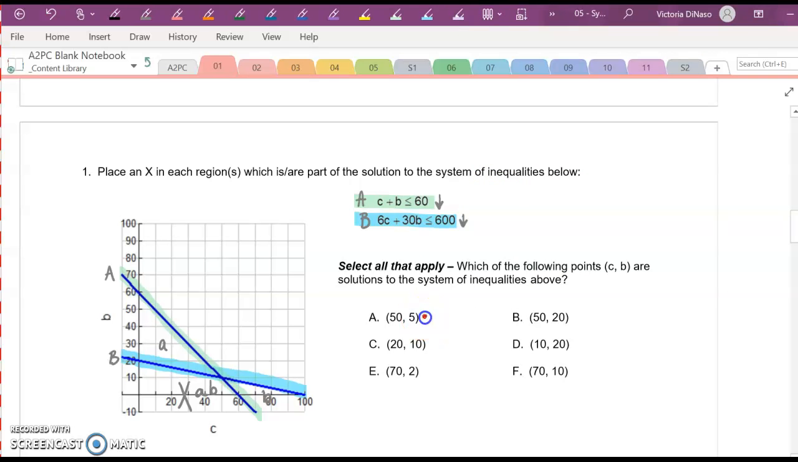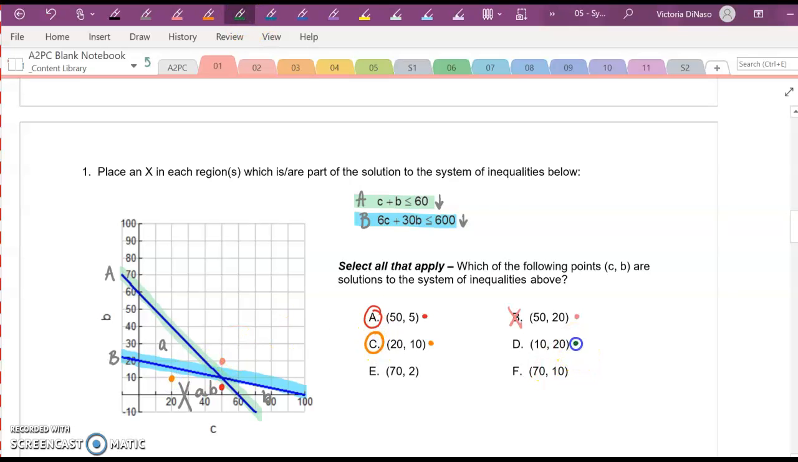So I'm going to plot 50, 5, 50, and then up 5. Looks like A is a solution. Then we go on to letter B. So we're going to plot 50, 20. It does not fall in that X region. You can go ahead and plot 20, 10. Letter C falls in this region.